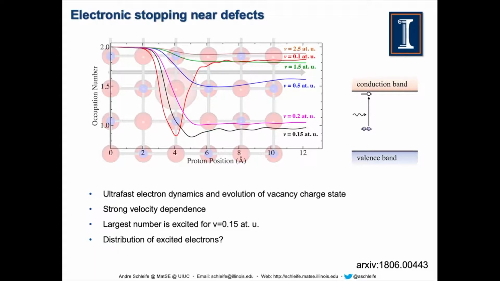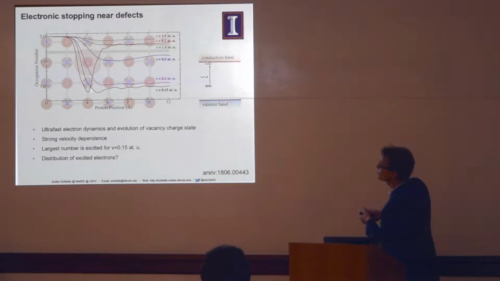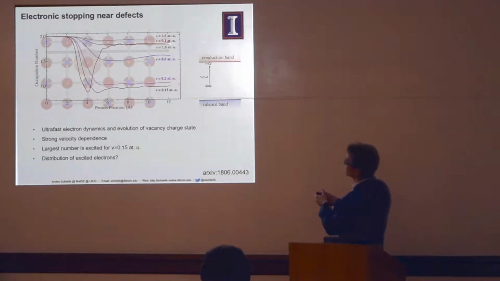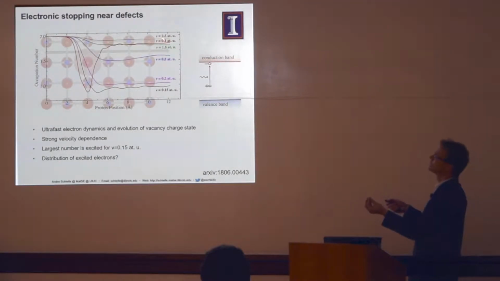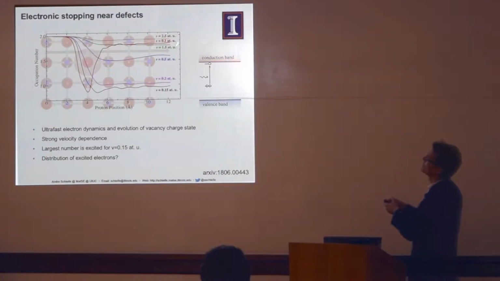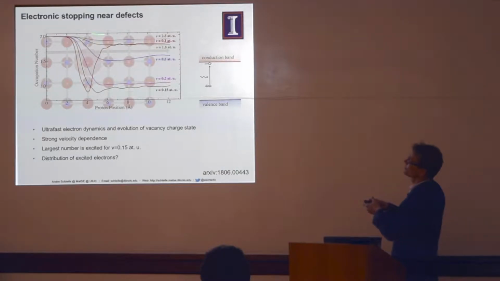Now let's say we shoot a very slow proton, let's say this red curve here. What happens is the projectile approaches the vacancy, it interacts with the vacancy, so the occupation number drops, but as the proton leaves, the occupation number basically stays 2. Not quite, you can see there's a little deviation here, but it's large again. Same happens for a very fast projectile, right? 2.5 atomic units of velocity, almost doesn't interact with the vacancy at all.